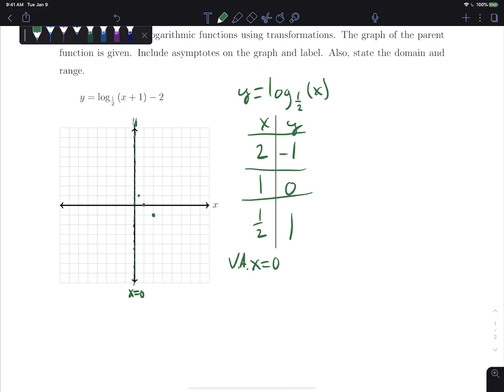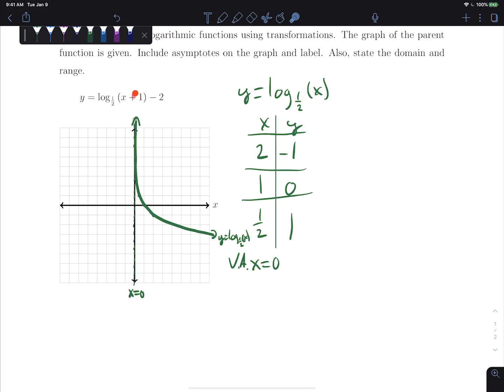And notice that this function is technically a decreasing function, which will look like that. Awesome. So this is y equals log base 1/2 of x. Good. And now let's look at the transformations.